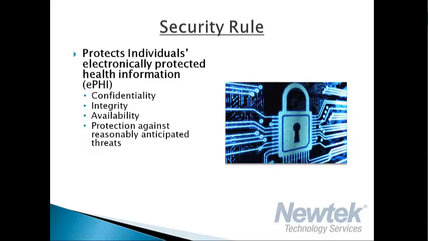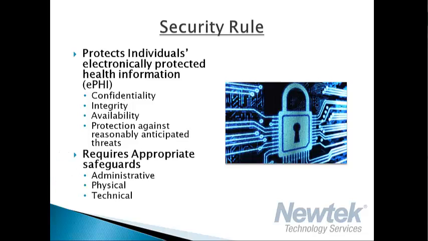Now, the security rule defines confidentiality to mean that ePHI, or electronic protected health information, is not available or disclosed to unauthorized persons. The security rule identifies integrity to be that ePHI is not altered or destroyed in an unauthorized manner, and then availability is that it is accessible and usable on demand by any authorized person.